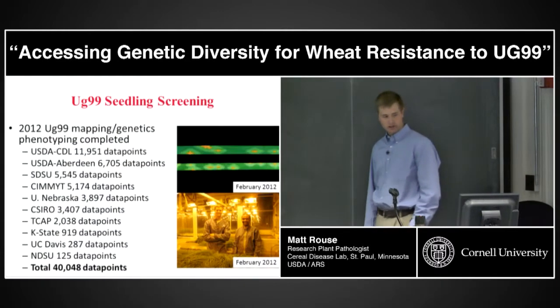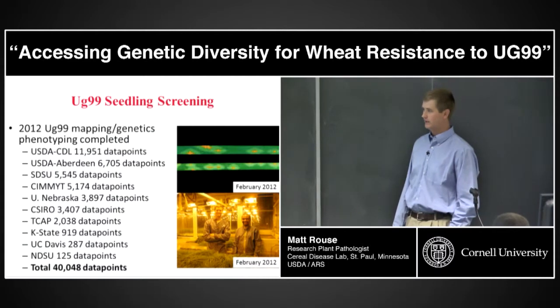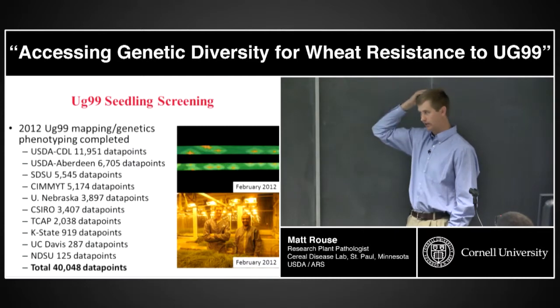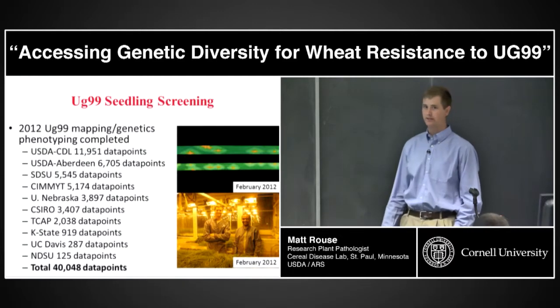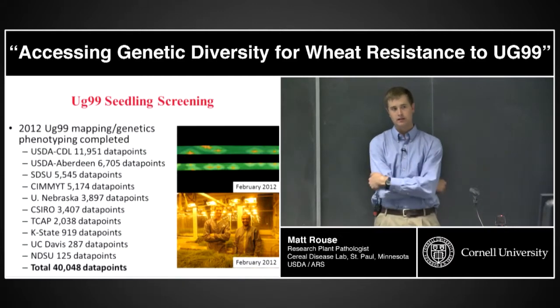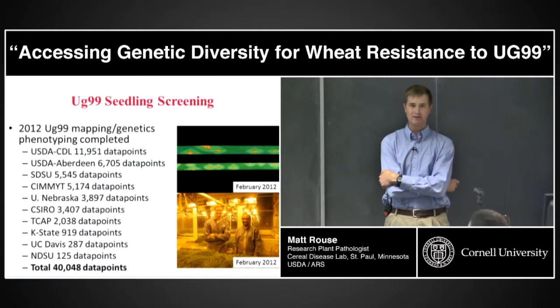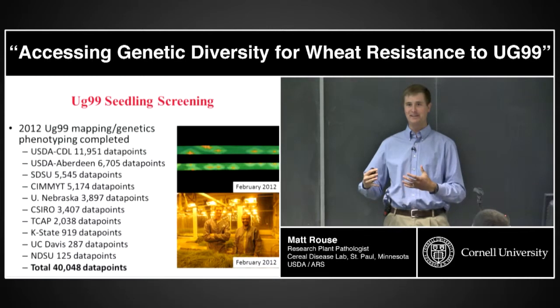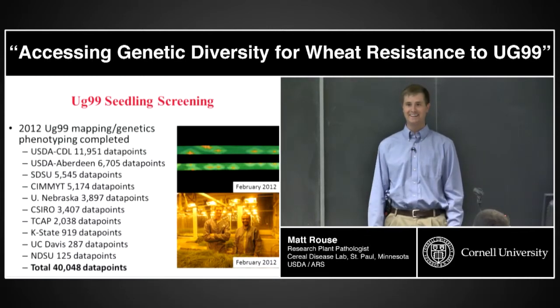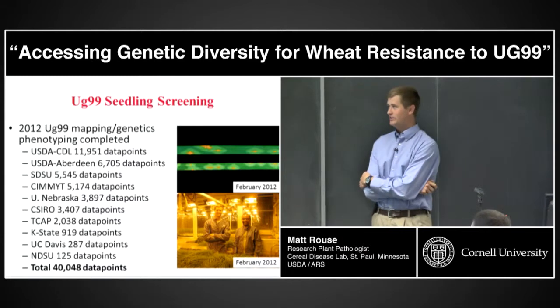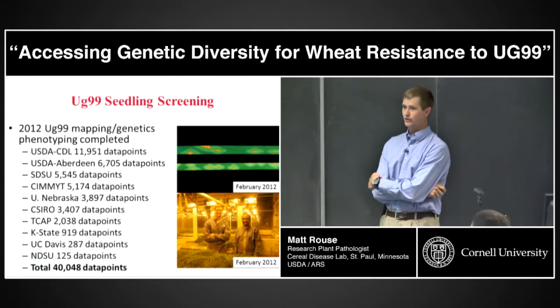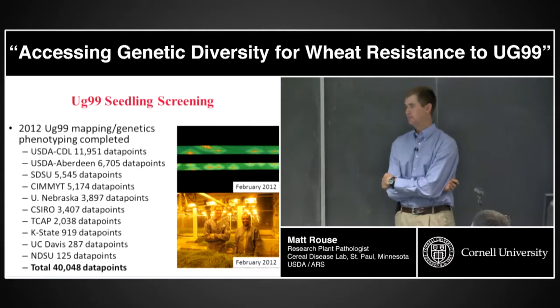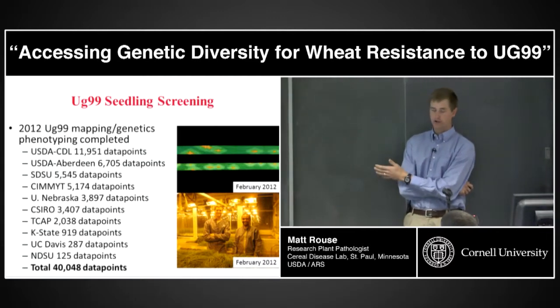Here's a slide showing the number of data points that our lab has generated. And this is just from 2012. We were able to get phenotypes on over 40,000 different wheat accessions or wheat members of populations. And so I've talked with many of you about high throughput phenotyping, and though this phenotyping isn't very complex or sophisticated, it's very high throughput. And so we're able to generate a lot of data, which has been quite useful in mapping and also in screening germplasm for breeders.